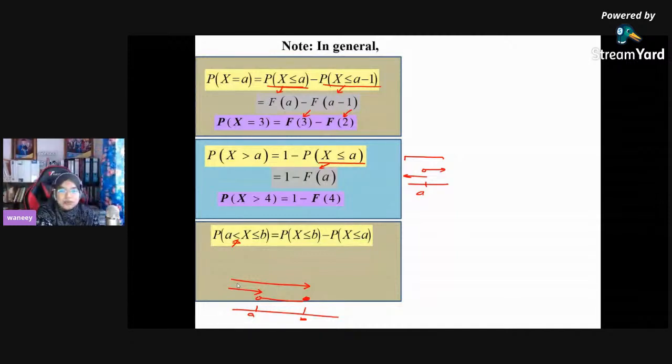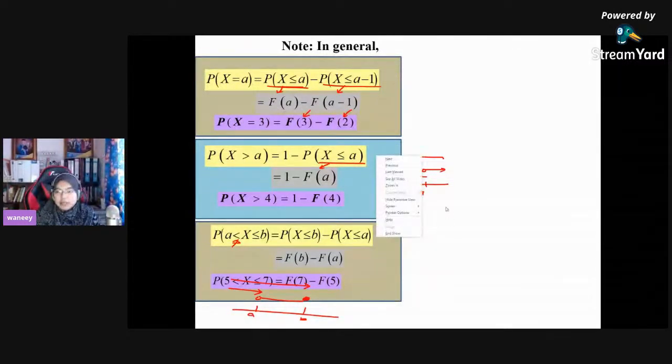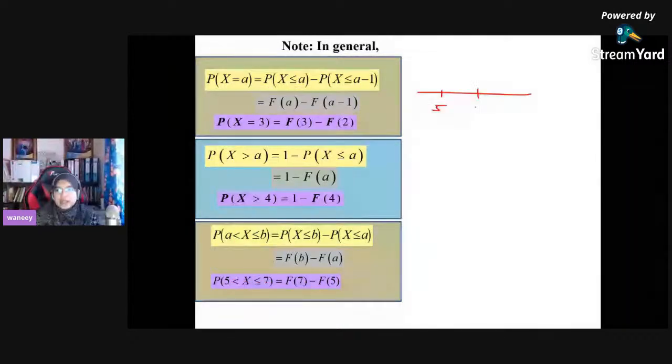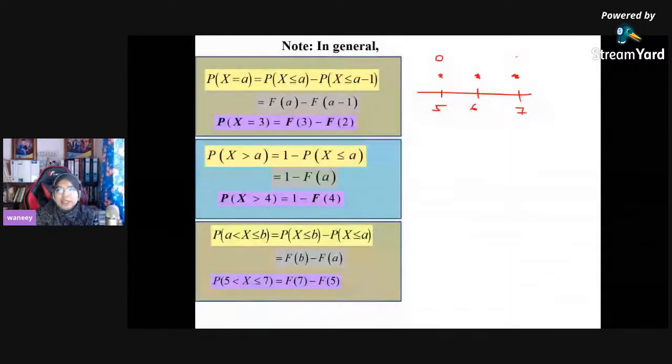Okay, so for example, let's say x is in between 5 and 7. Let me erase that so that we can see them much more clearly. Let's say 5, 6, 7. So we do have some value at 5, some value at 6, some value at 7. I don't want 5, but I want 7.